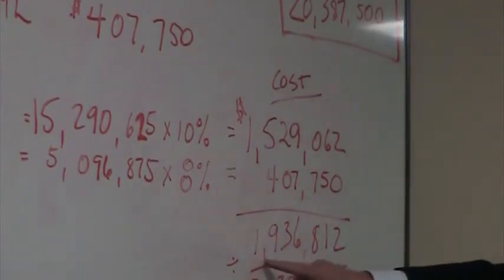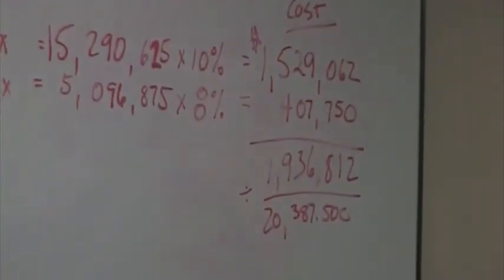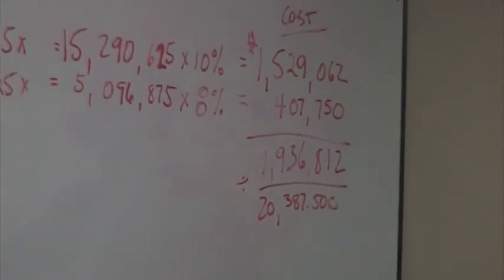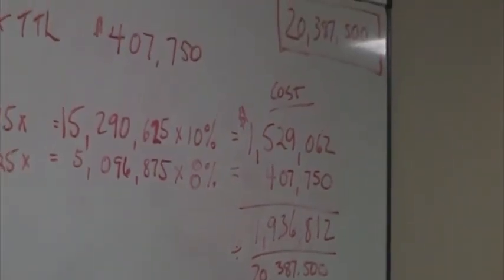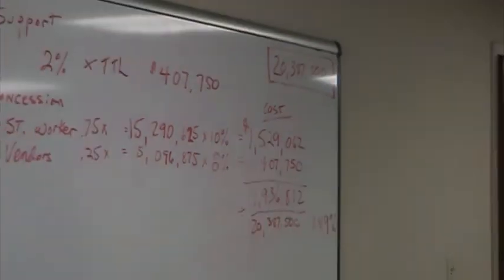Now, if I wanted to know what that was as a percentage, I would divide it by the total. So what is 1,936,812 divided by the total? Is it 9 exactly? 9.49. That's what I need, 9.49%. The reason I've gone through this with you is because on the exam, there's going to be a question.